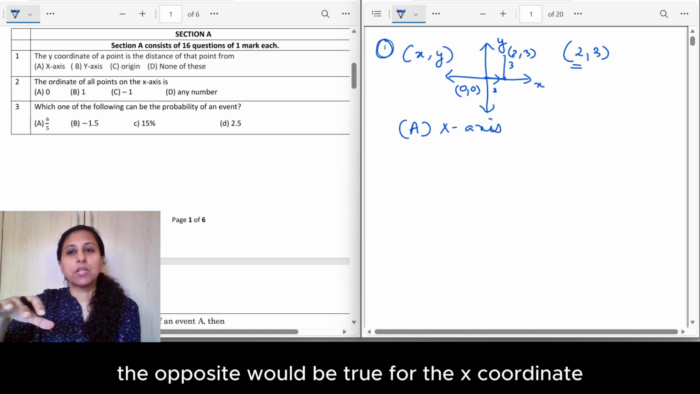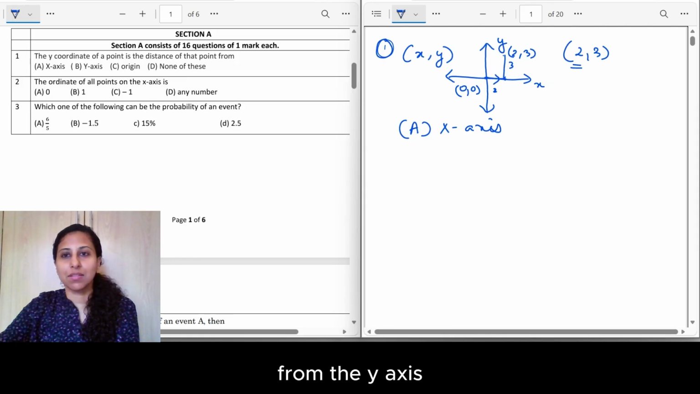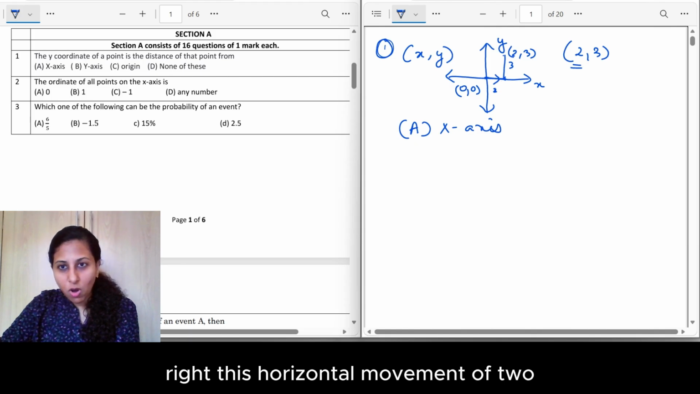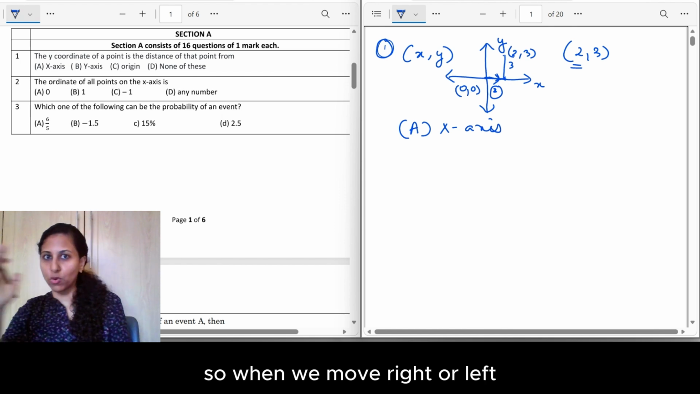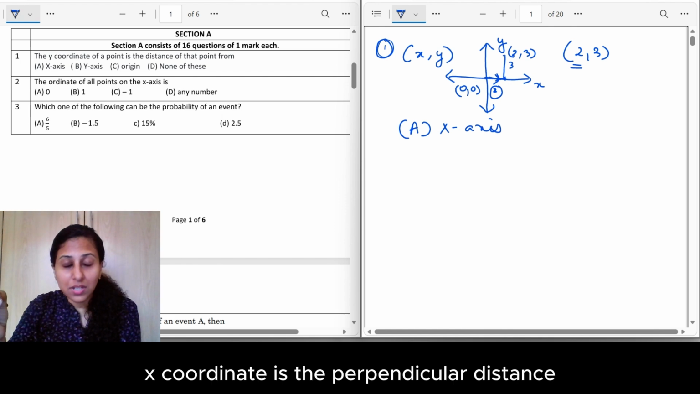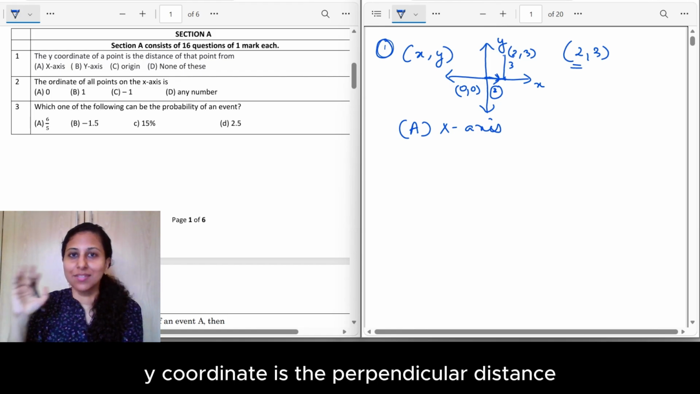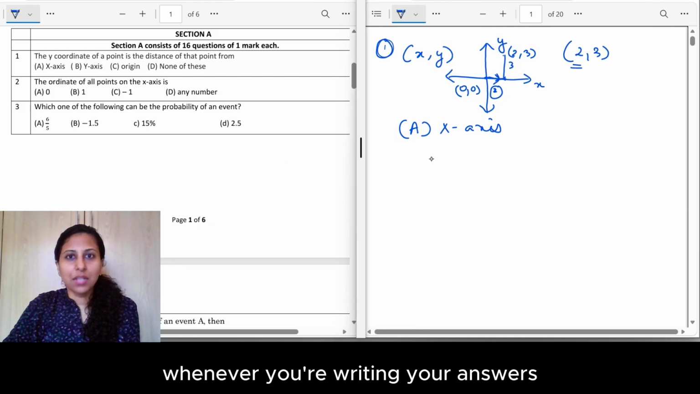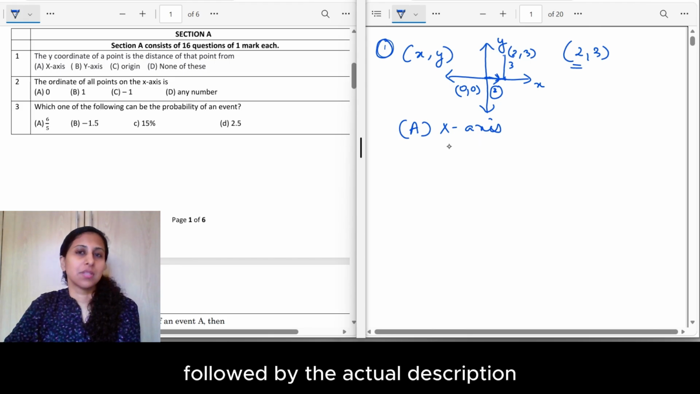The opposite would be true for the x-coordinate. The x-coordinate is the perpendicular distance from the y-axis. So you can see over here, we moved 2 horizontally here, right? This horizontal movement of 2, we are moving away from the y-axis. So when we move right or left, we are moving away from the y-axis. X coordinate is the perpendicular distance from the y-axis. Y coordinate is the perpendicular distance from the x-axis. That's what you need to remember. Whenever you're writing your answers for 1 mark questions, make sure you write the option letter followed by the actual description.